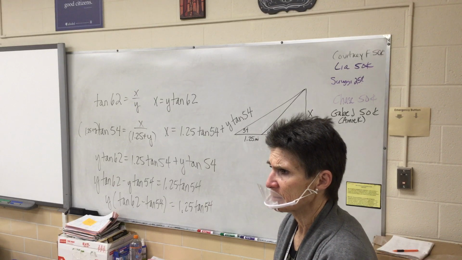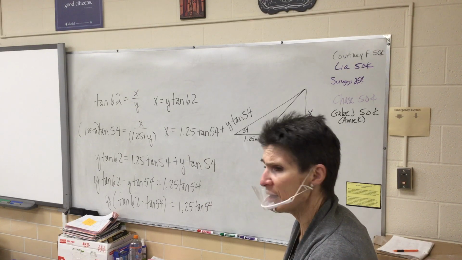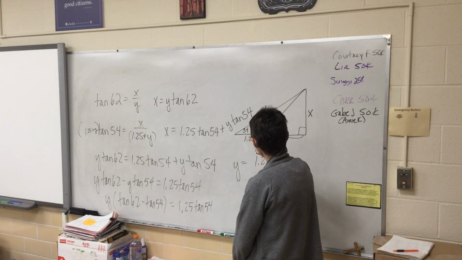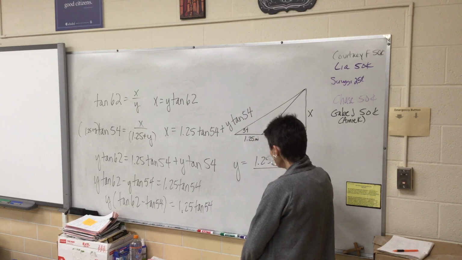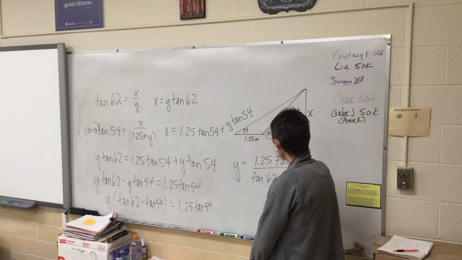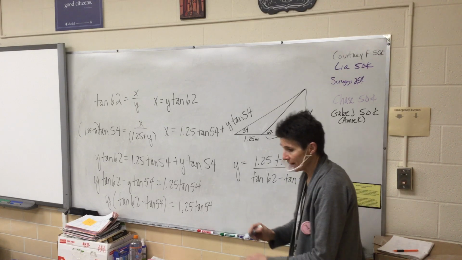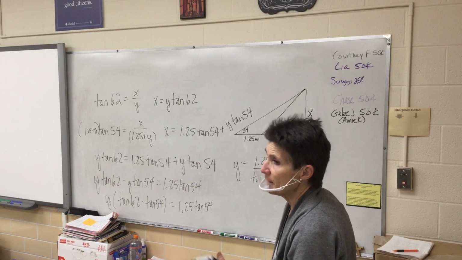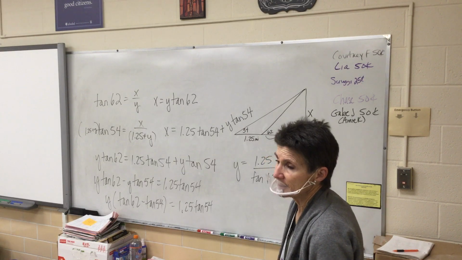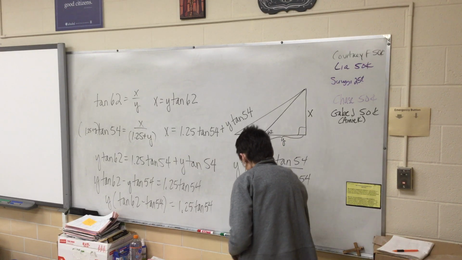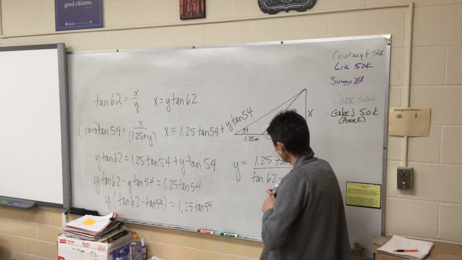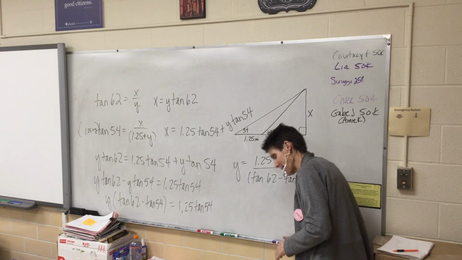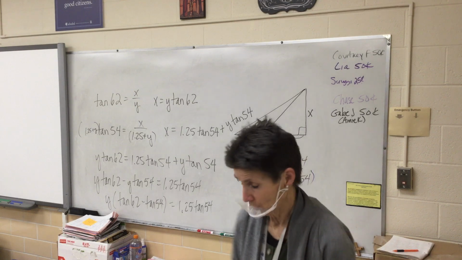How am I going to get y? What am I going to have to do to get y all by itself? Divide. So y is going to equal 1.25 tan 54 divided by (tan 62 minus tan 54). So now I'm ready to go to my calculator. If you have your calculator, please type this in with me because this can be a little bit tricky to type in. Remember that whenever you have two things in your denominator, you've got to put parentheses. No matter whether they're being added, subtracted, multiplied, doesn't matter. You need parentheses if you have more than one thing in your denominator.